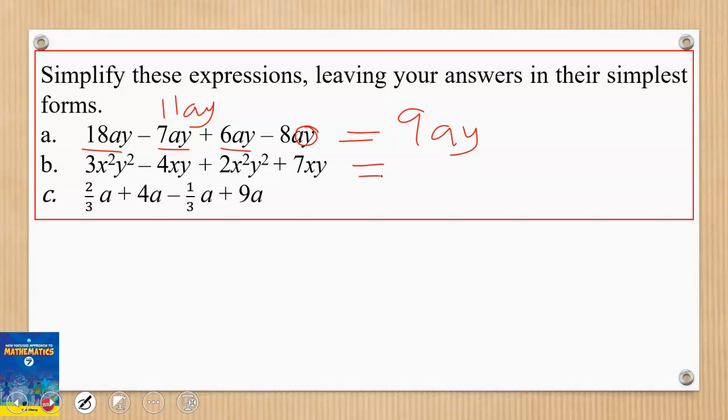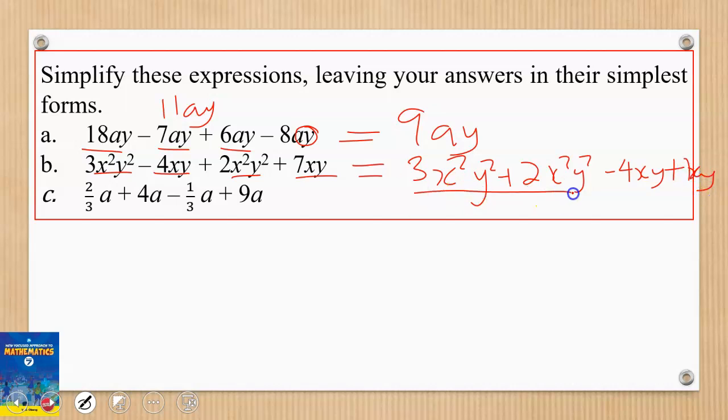So here you can see the like terms. This and this are like terms, while this and this are also like terms. So I can write the like terms together like this: plus 2 also x squared y squared, then minus 4xy, then plus 7xy. So I can now do them separately. This one, because they are like terms, I can just say 5x squared y squared.